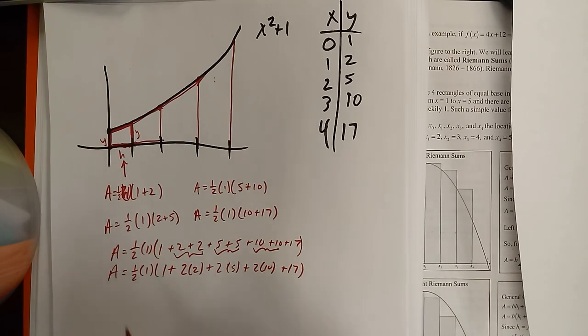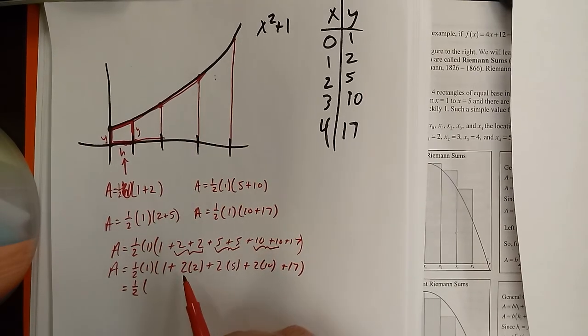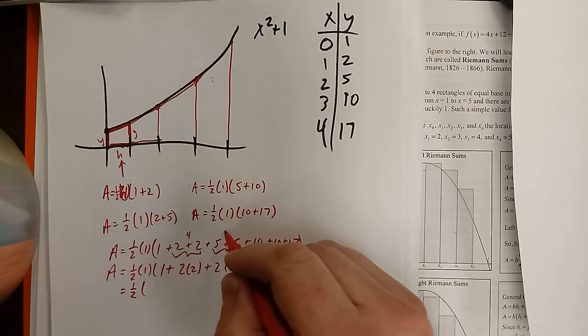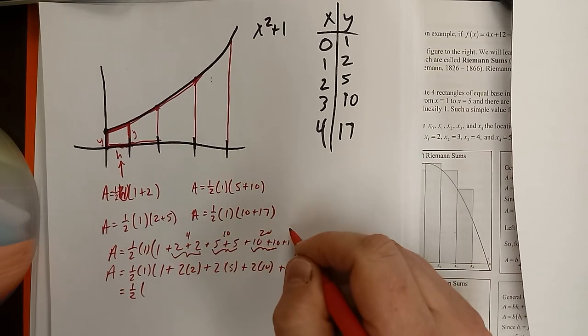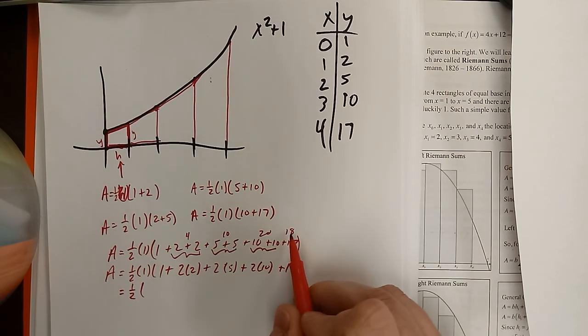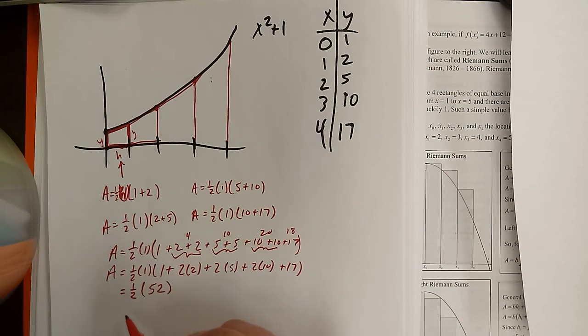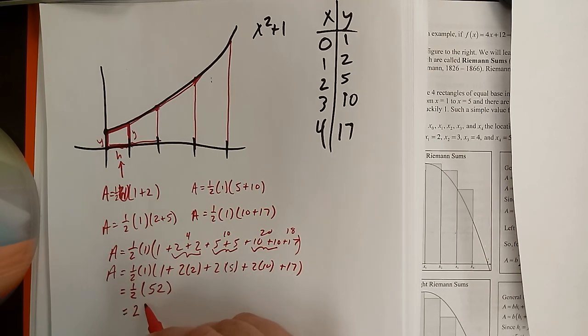But at the end of the day, if we go in here, 1/2, let's see, that's 4, 10, 20, and then there's going to be 18 with the 1 and 17, 18. So 18, 38, 48, 52. We get an area of 26.